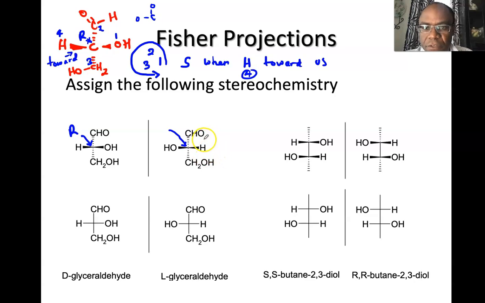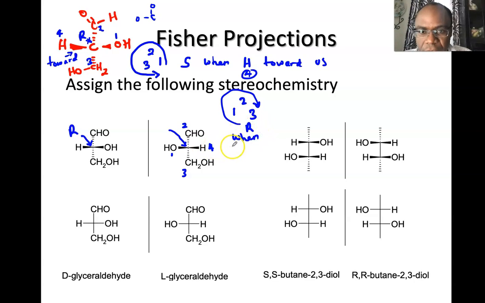Okay. So again, this group 4, we say that the aldehyde will be 2, oxygen will be 1, and this will be 3. So this time we are going 1, 2, 3. So we are going clockwise, like the way your hand clock will go. So this will be R.